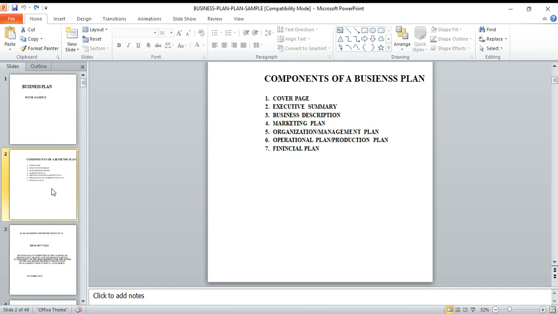Then number four, we have what we call the marketing plan. The marketing plan outlines specific actions the entrepreneur, or you as the owner of the business, intend to carry out to attract potential customers.